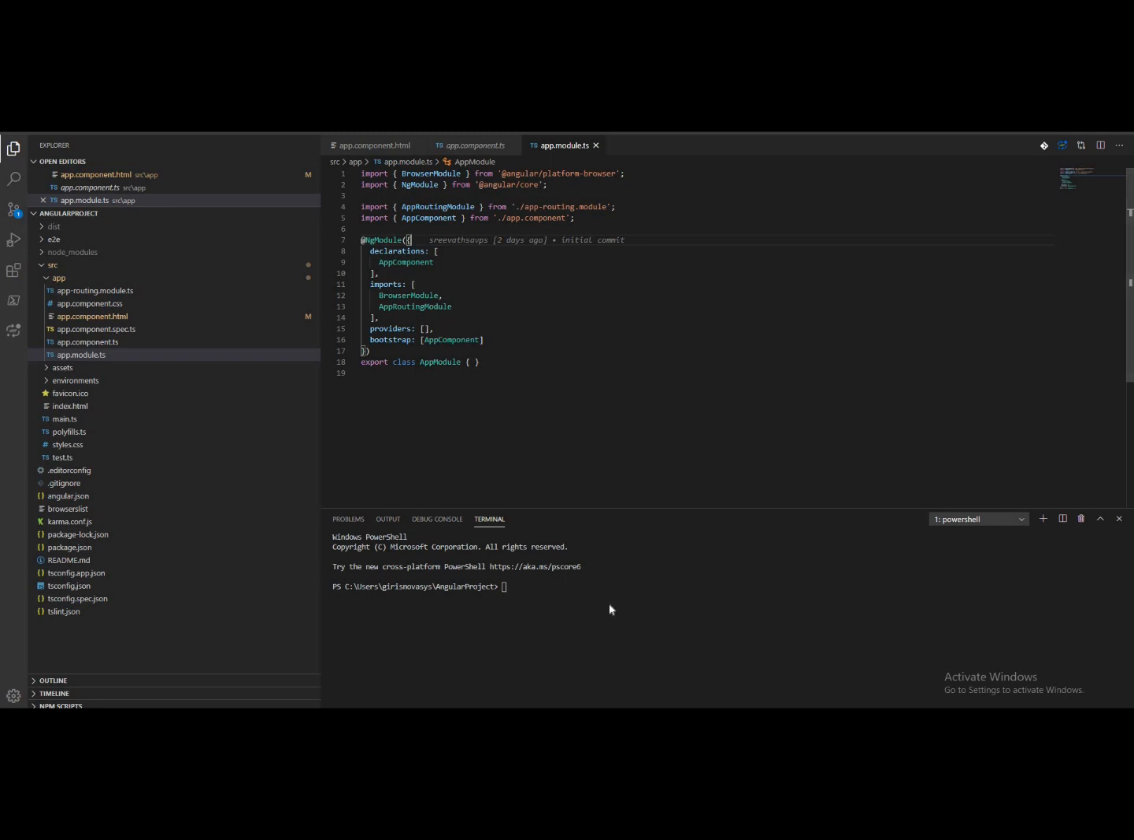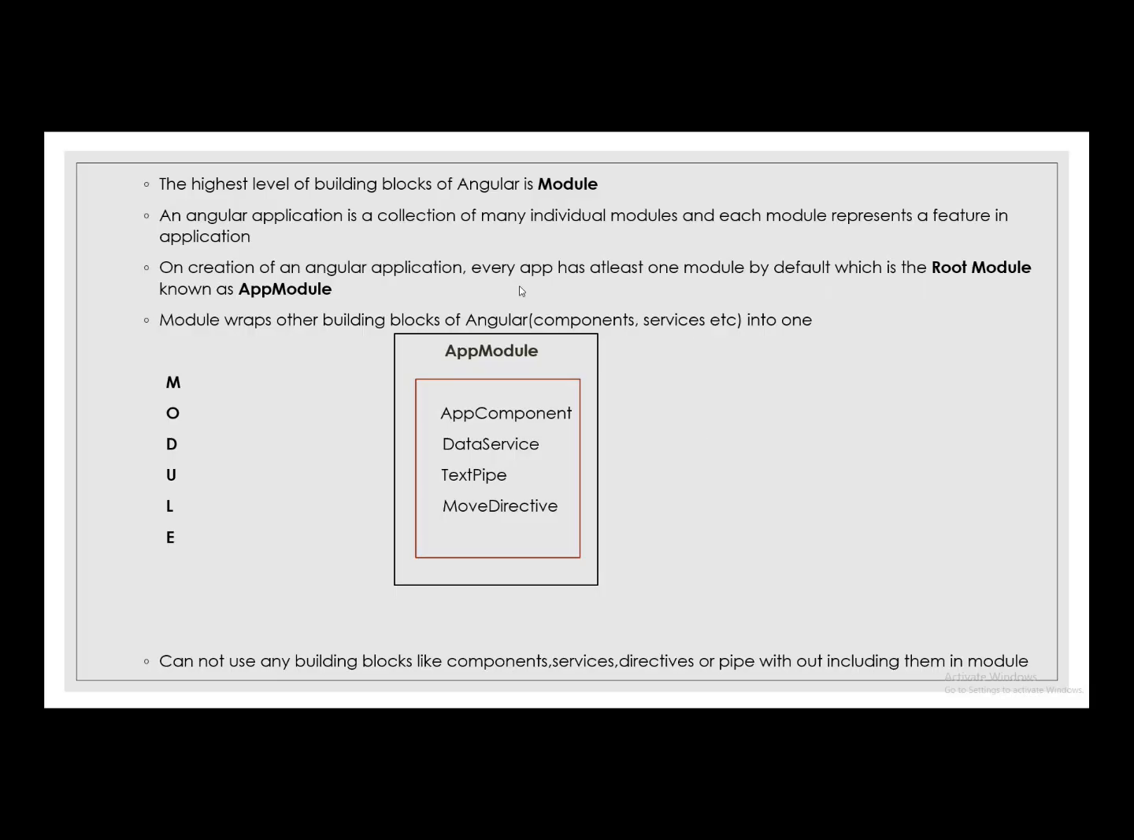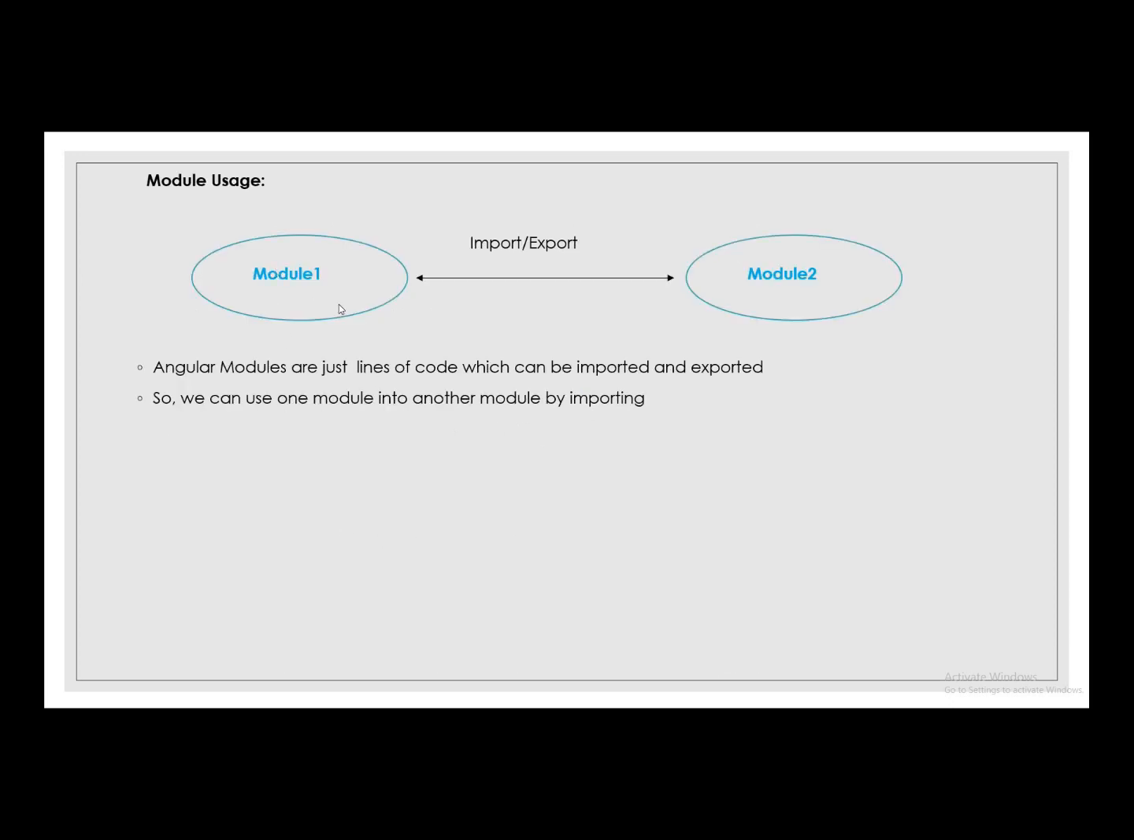In this slide, we have app module as the outer layer, and app component, data service, text pipe and move directive are enclosed in app module. Angular modules are just lines of code which can be imported and exported. If we have more than one module, we can communicate among the modules by importing and exporting one another.